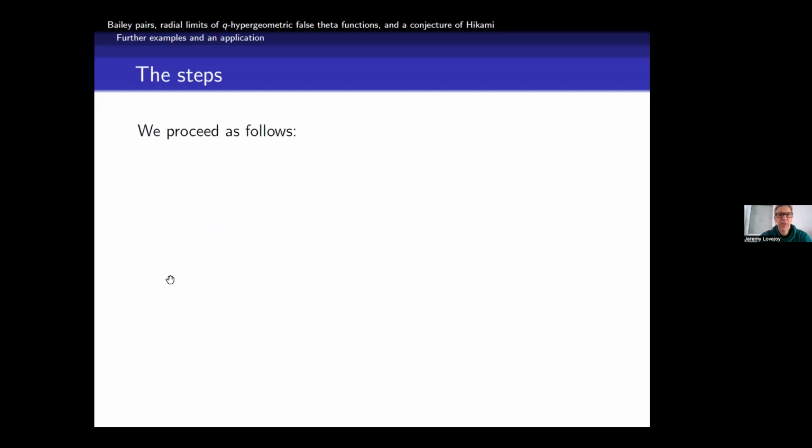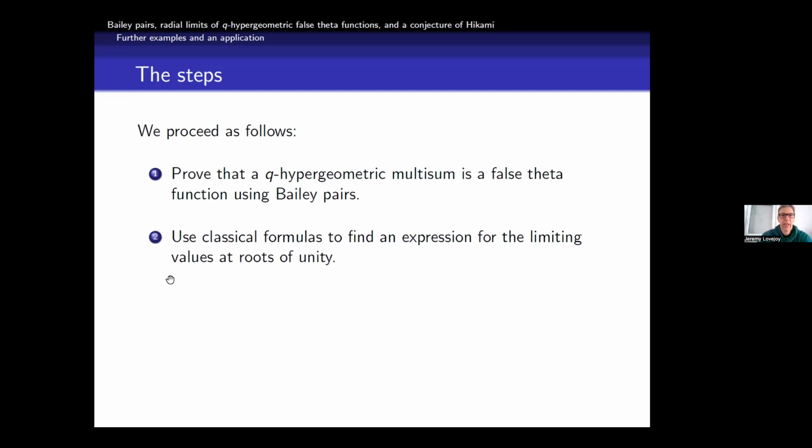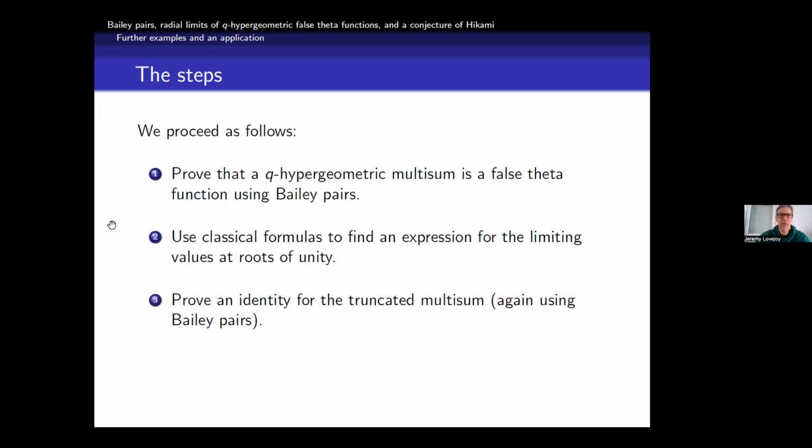So let me talk about the steps in proving this, and this will serve as a review of the proof of Hikami's conjecture as well. Step one: we have a q-hypergeometric multisum, and we prove that it's a false theta function using Bailey pairs. This is not the hard part. None of the parts. Nothing is hard, actually. Then we use classical formulas to find an expression for the limiting values at roots of unity. So once we know we have a false theta function, we can talk about it at roots of unity in terms of radial limits. I'll talk about that shortly, how to use these classical formulas.